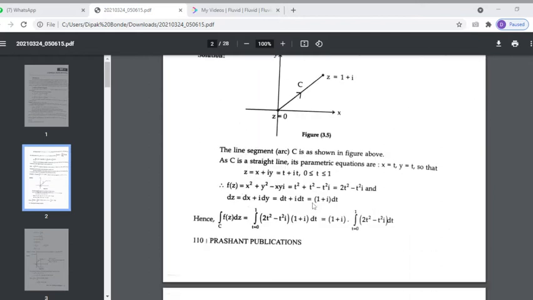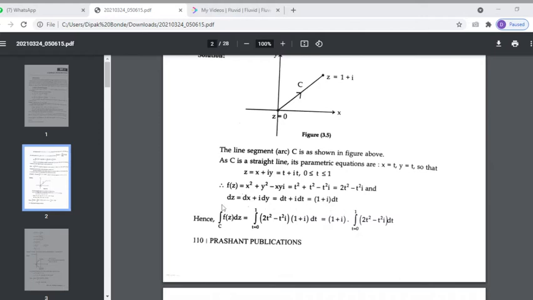As C is a straight line, its parametric equation is x is equal to t, y is equal to t. So z is equal to the complex number x plus iy, which can be written as t plus it, if we put x is equal to t, y is equal to t. So f of z becomes x square plus y square minus ixy. Put x and y equal to t, so t square plus t square minus it square, that is 2t square minus it square. So dz is equal to dx plus I dy, so dt plus I dt, so (1 plus I) dt.